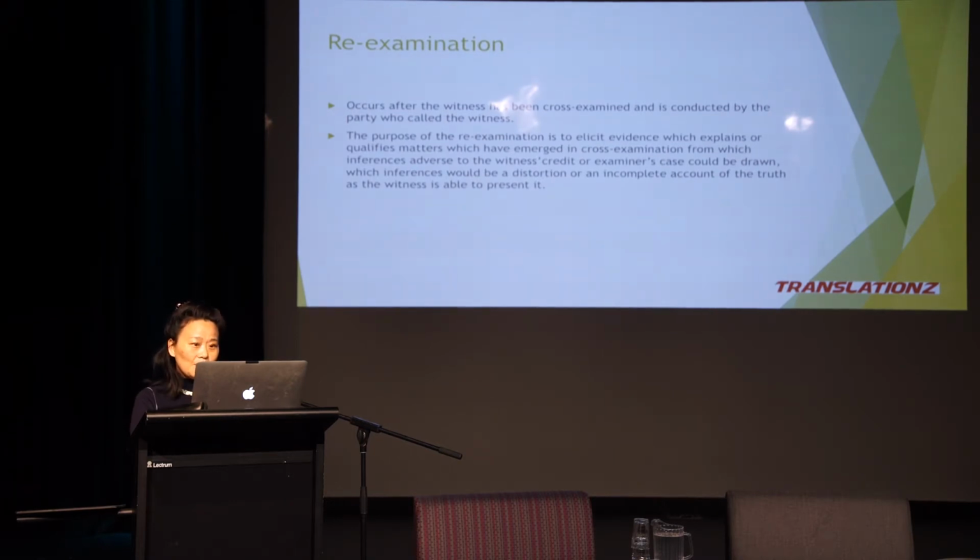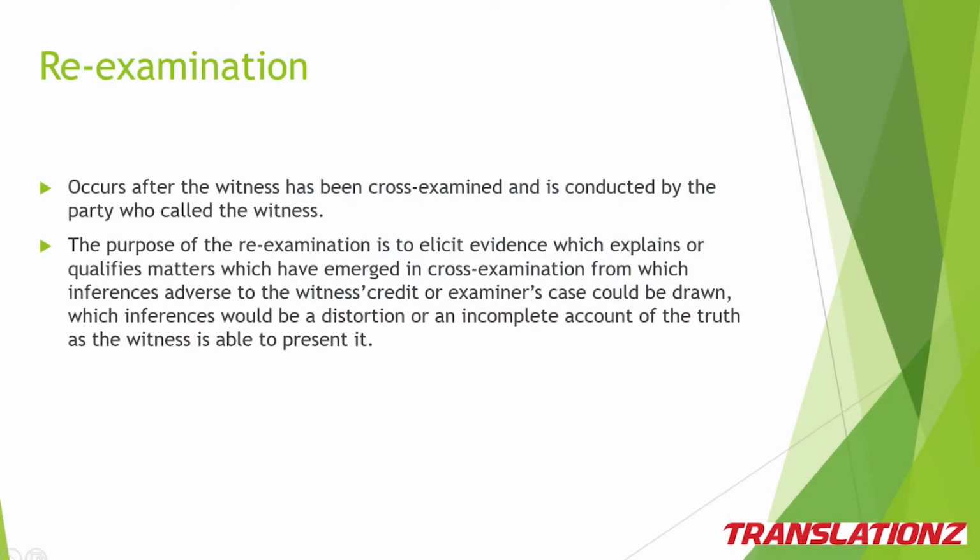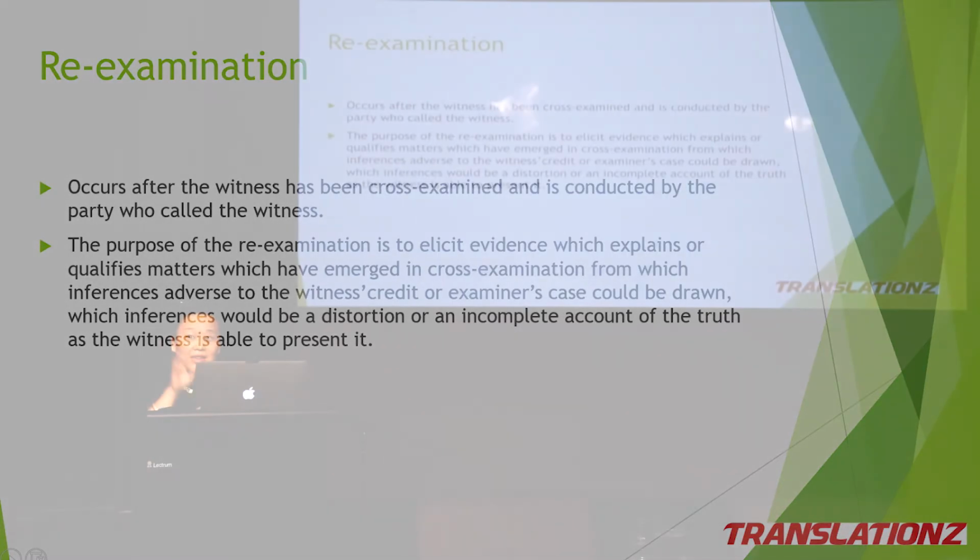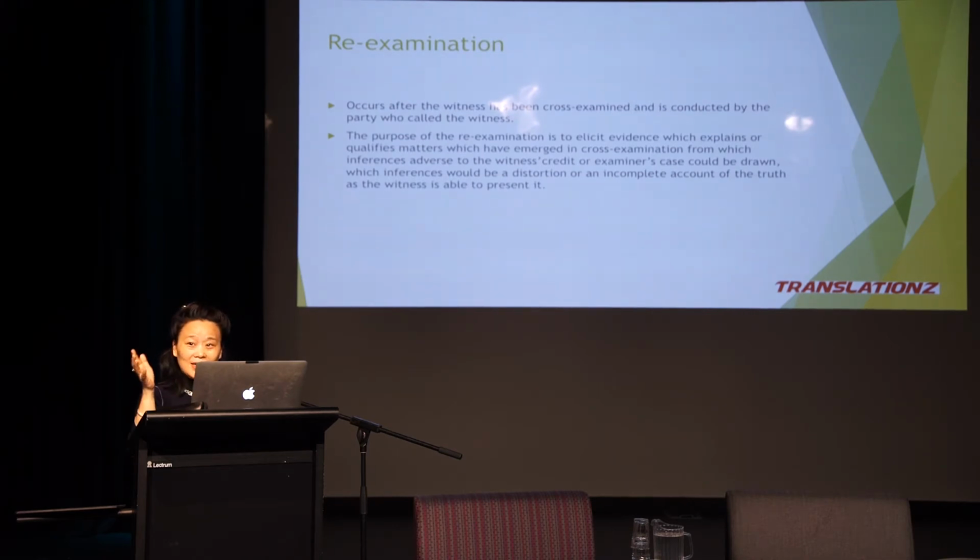So the prosecutor asks the witness, and then the defendant's barrister has to cross-examine, and now it's the turn of the prosecution again, so re-examination. Why do you re-examine a person again? The purpose is to elicit evidence which explains or qualifies matters which have emerged in cross-examination, where there is a distortion or incomplete account of the truth. So they give the Crown another chance to re-examine the person. If the cross-examination has distorted the story, now it's another chance for you to get the story back. So at court interpreting, you can see they take turns to talk. So that's how it works.